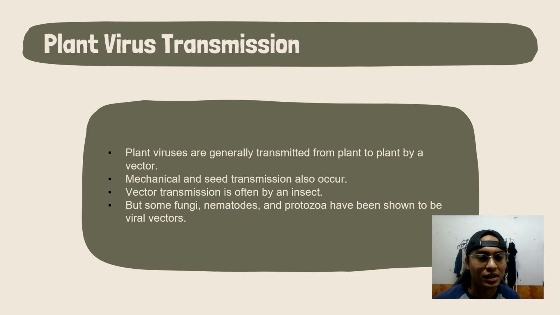Plant viruses are generally transmitted from plant to plant by a vector, but mechanical and seed transmission also occur. Vector transmission is often by an insect, but some fungi, nematodes, and protozoa have been shown to be viral vectors. One example is mosaic disease of tobacco, where leaves are dwarfed and the chlorophyll of the leaves is destroyed.